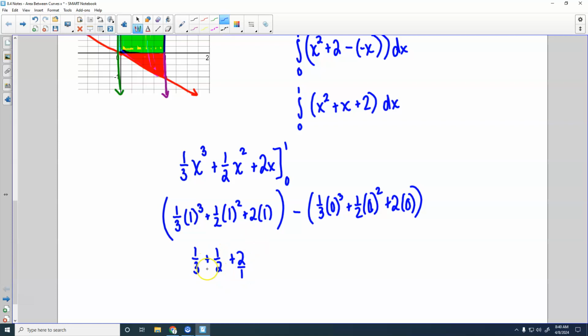You need to get common denominators for this, so you'll multiply this by 2 and get 2 over 6. You'll multiply this one by 3 and get 3 over 6, and you'll multiply this one by 6 and get 12 over 6, and that will give you 17 over 6 as your area.